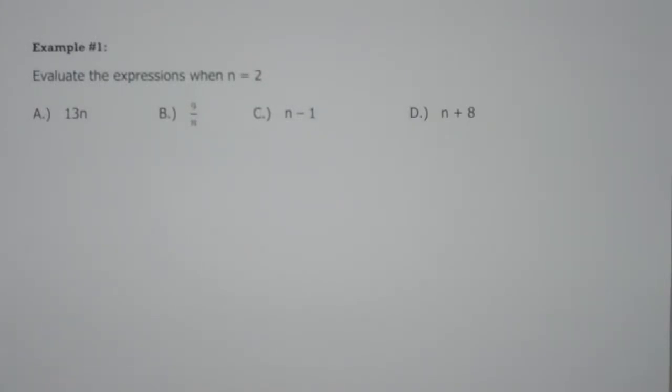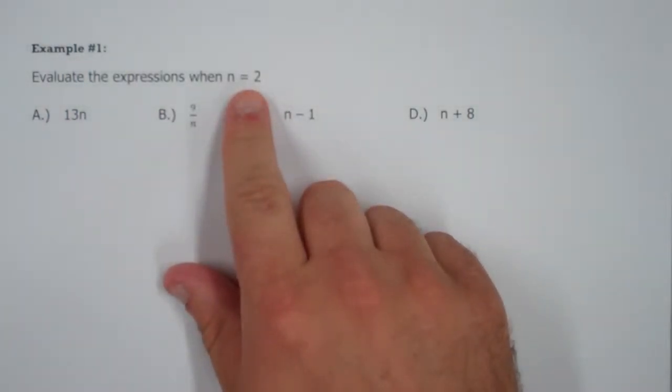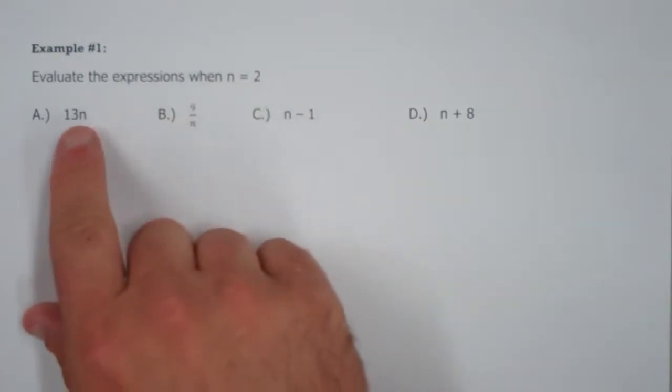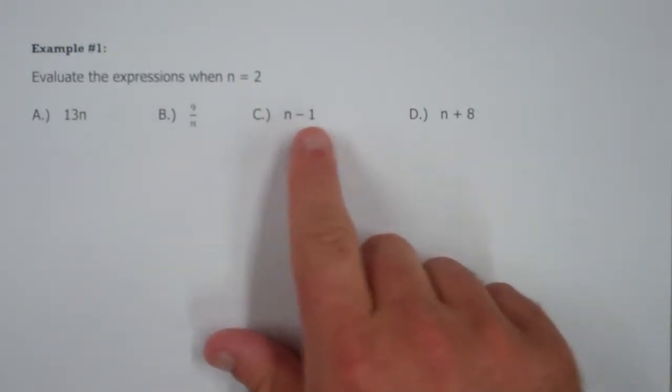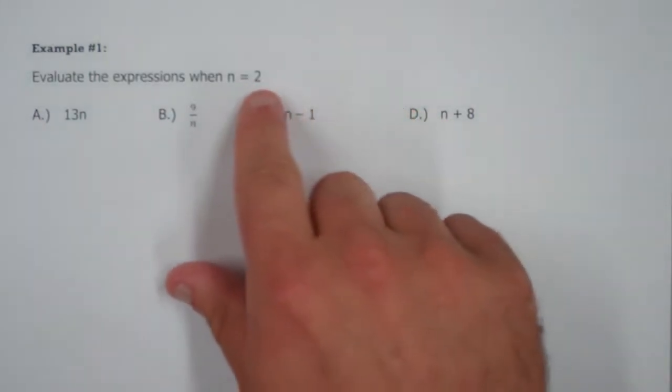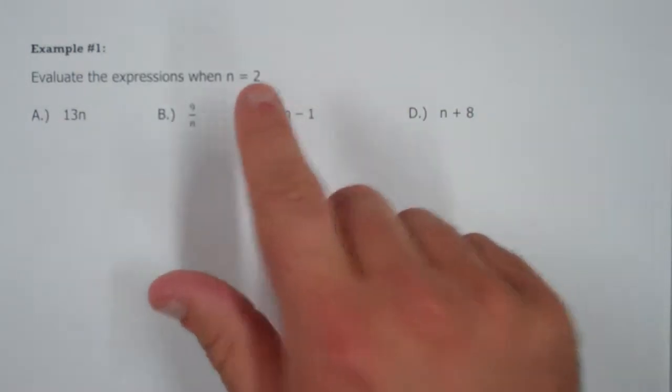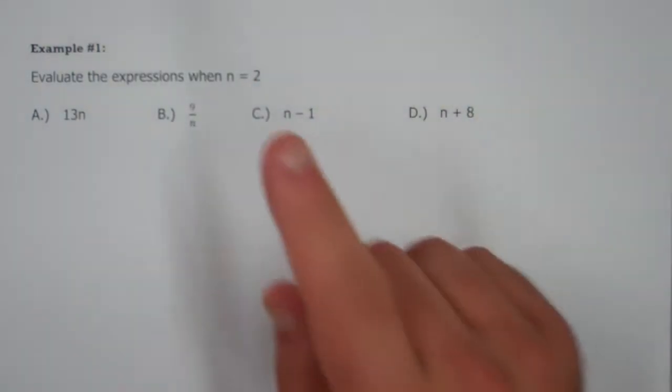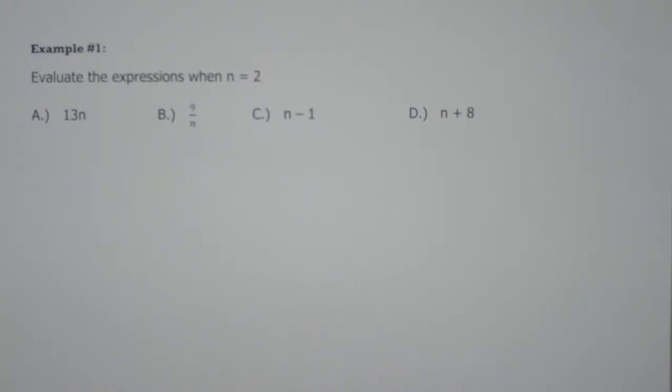For example 1, the directions say to evaluate the expressions when n is equal to 2. These are nice problems because we have n in every single one of these, and we know in this case that n is 2. Sometimes you don't know what the variable is, but this time we're told that it's going to be 2.